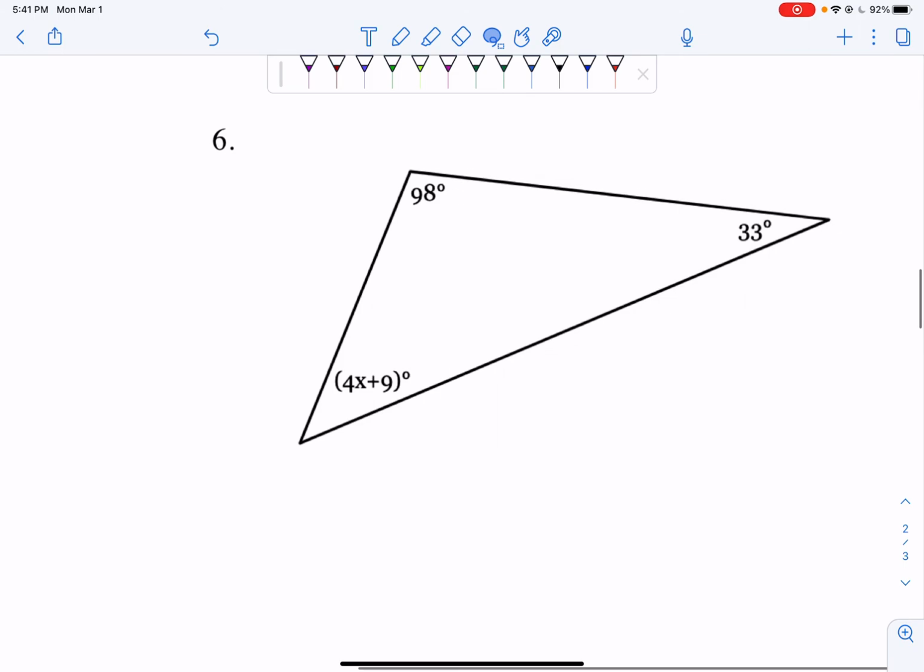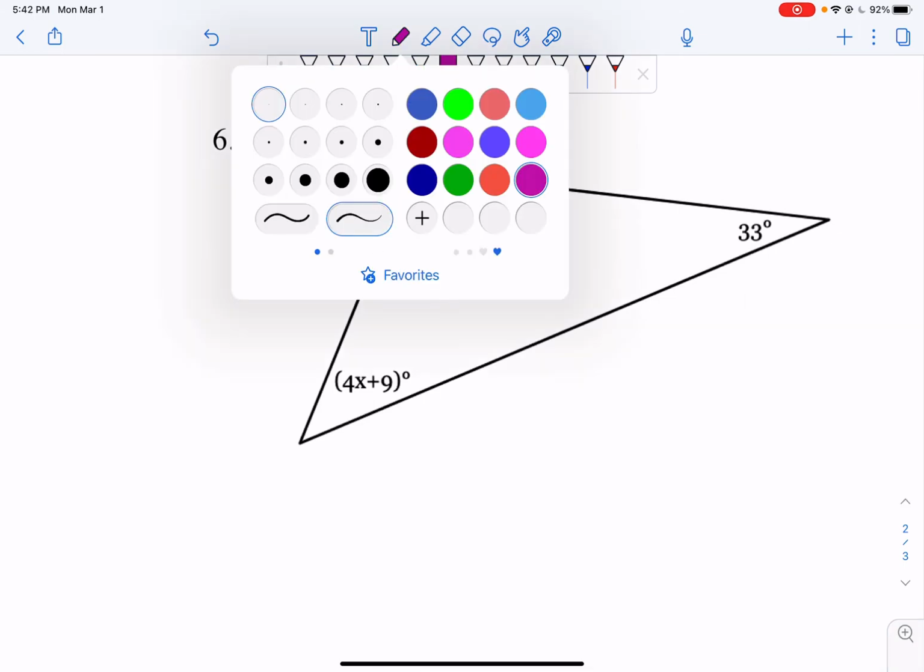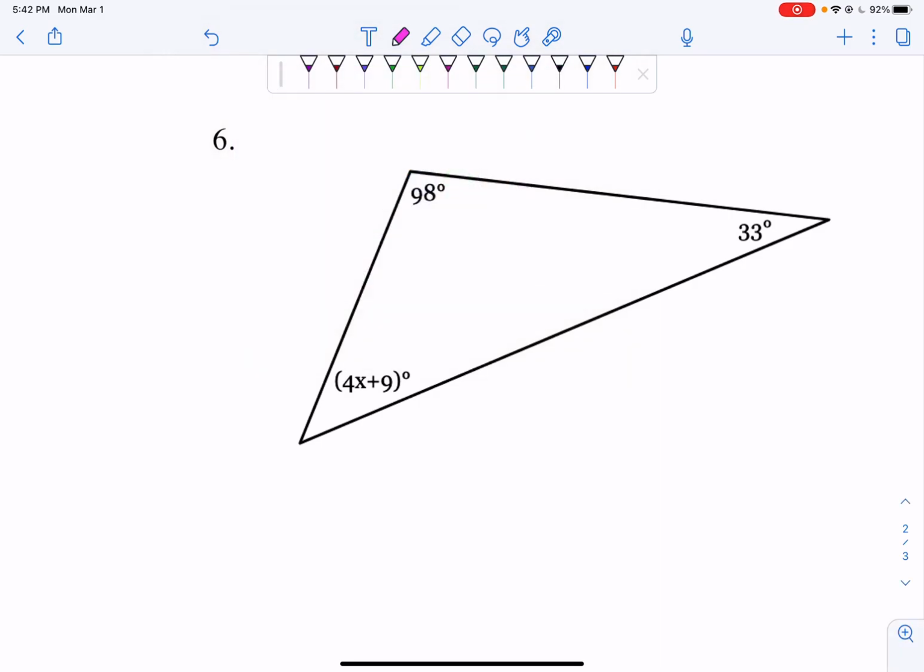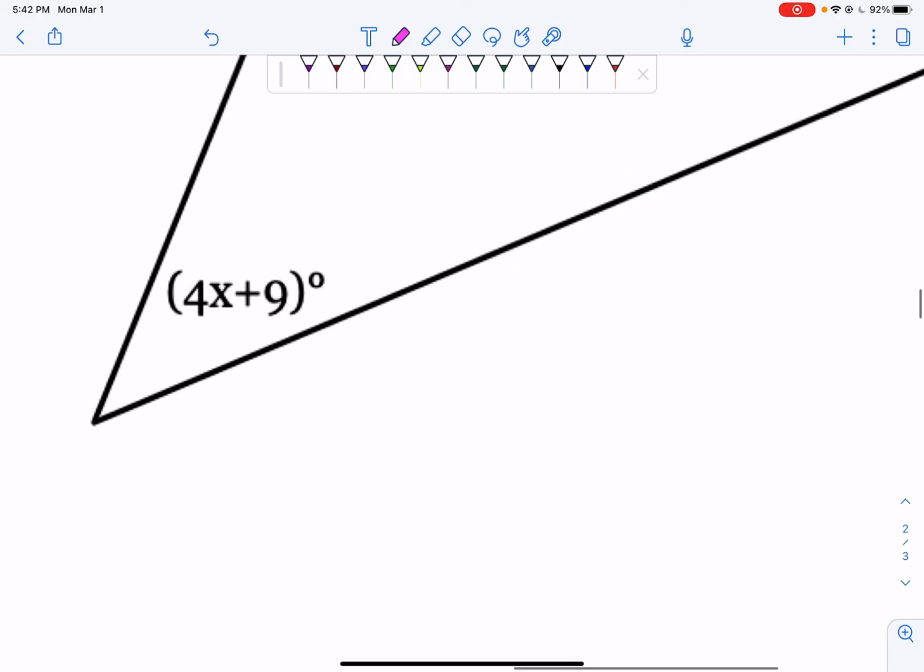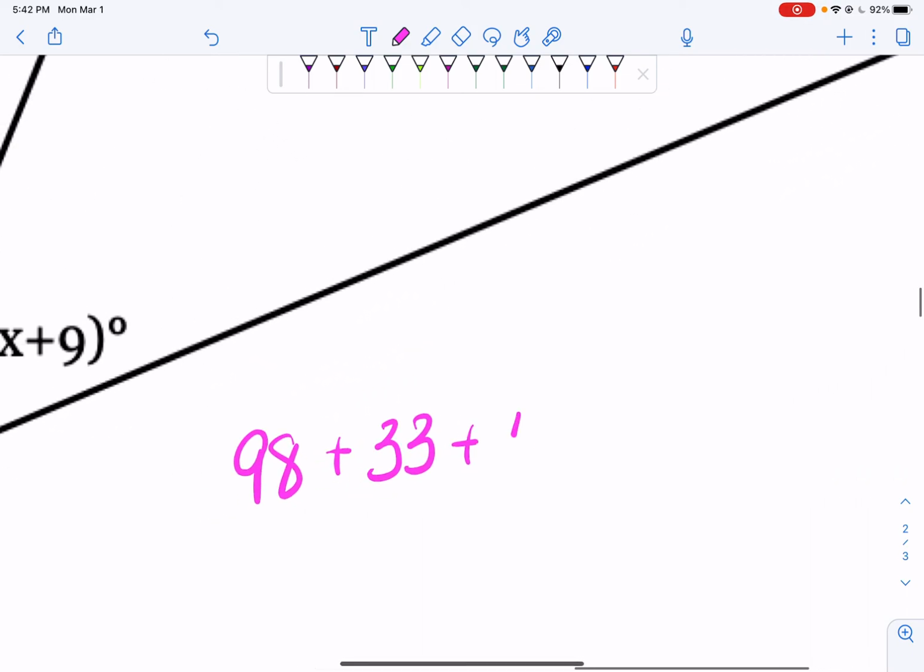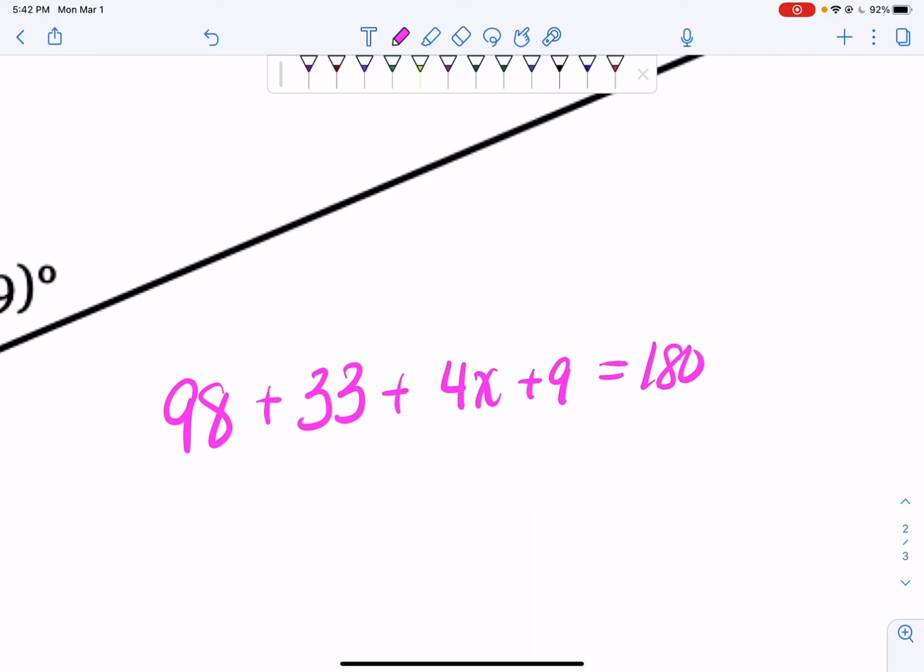Let's go on to our next and final example. I got 3 angles. I got a 98, a 4x plus 9, and a 33 right here, right here, right here. Add them up, set them equal to 180. So I've got 98 plus 33 plus 4x plus 9 equals 180. Combine those like terms.